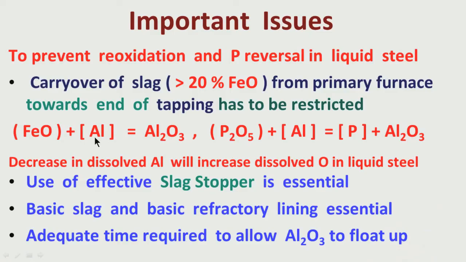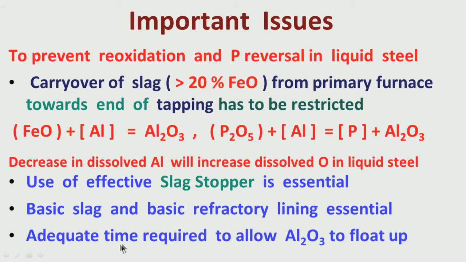Another requirement is basic slag and basic refractory in the ladle, because if you have an acid slag, that means if I have SiO2, then this SiO2 will again react with aluminium in liquid steel or dissolved oxygen in liquid steel, create SiO2 and generate some problems. Moreover, the slag also should be basic, so that alumina, when it is floating up, gets absorbed by the basic slag.